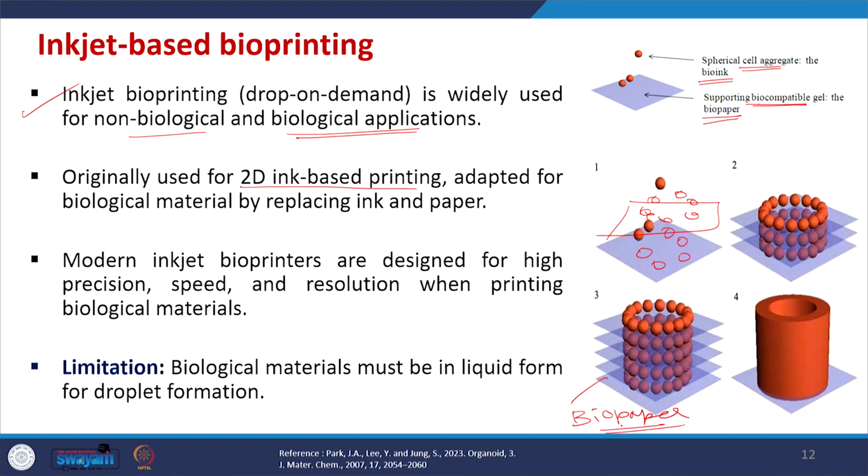The biopaper is basically made up of thermosensitive as well as pH sensitive gels. So, by simply changing the pH or by simply changing the temperature, we can remove this biopaper and allow the cells to grow until you get the final living tissue. Nowadays, we have modern inkjet bioprinters which are designed for high precision, speed and resolution. And one of the limitations of this inkjet based bioprinting is that the biomaterials, that is bio ink, should be in the liquid form for droplet formation.